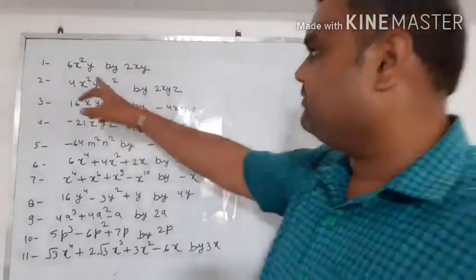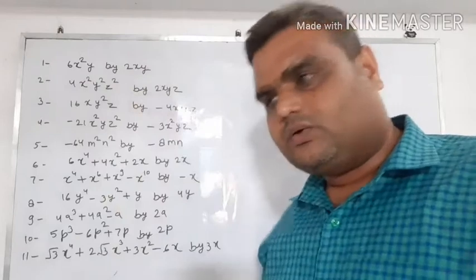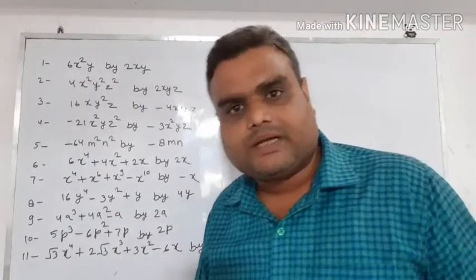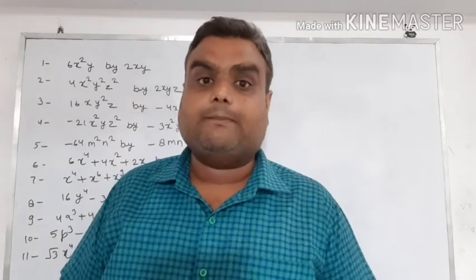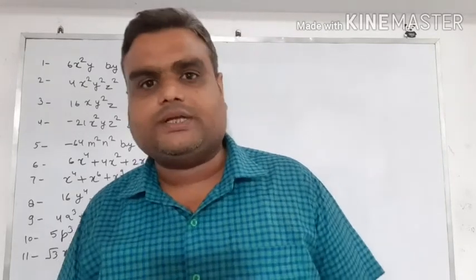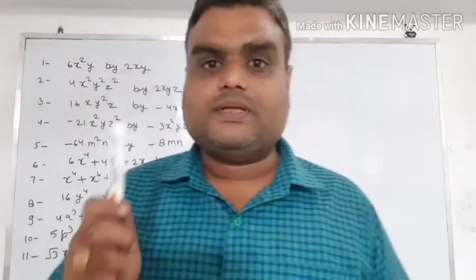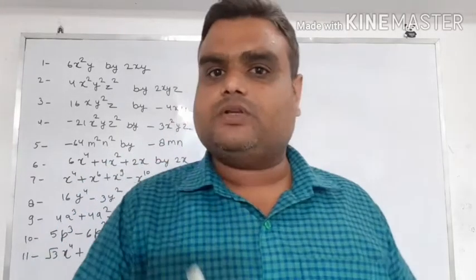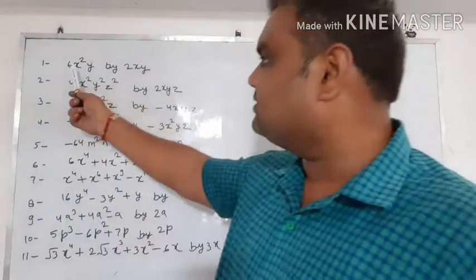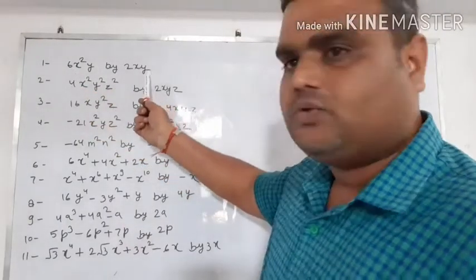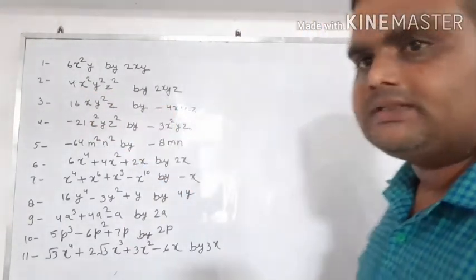This whole exercise 8.1 depends upon how we divide a polynomial by a monomial. It is very important. In this exercise we will study how to divide a polynomial by a monomial. So first question, 6x square y we are dividing by 2xy. Let's see how we can solve this.